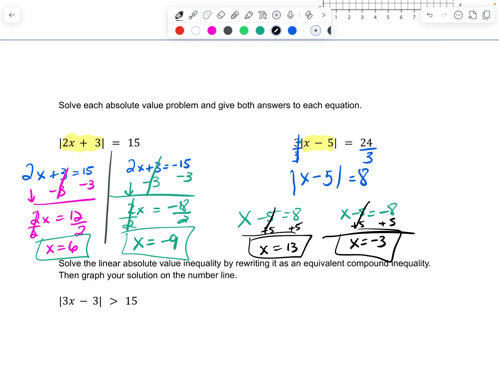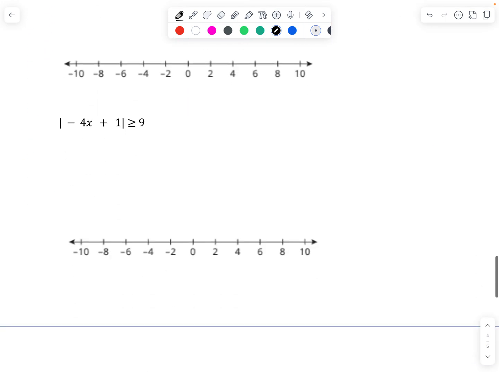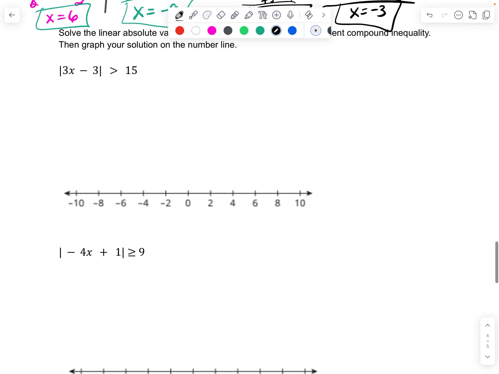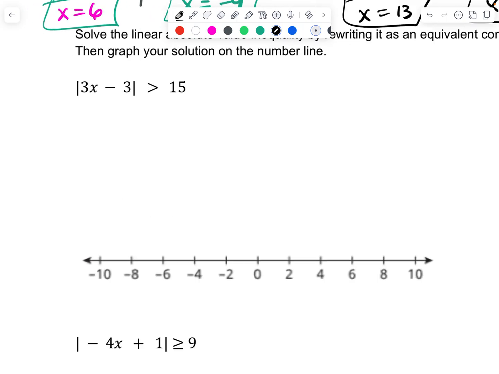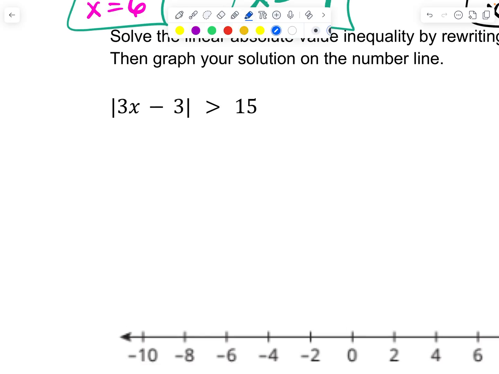Okay, done. Let's go ahead and do these inequalities right here. It's important that you can solve these because these are on your test. You have to graph the inequality and you have to give the interval notation. On this one right here, what you want to do is the same as the others. You want to isolate the absolute value. So you want to make sure this is alone. There's no numbers around it. You're not multiplying or adding anything, so it's ready to solve.